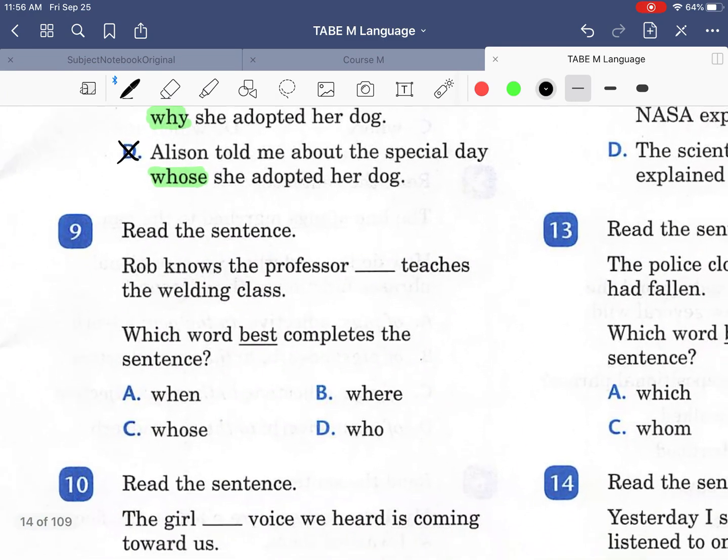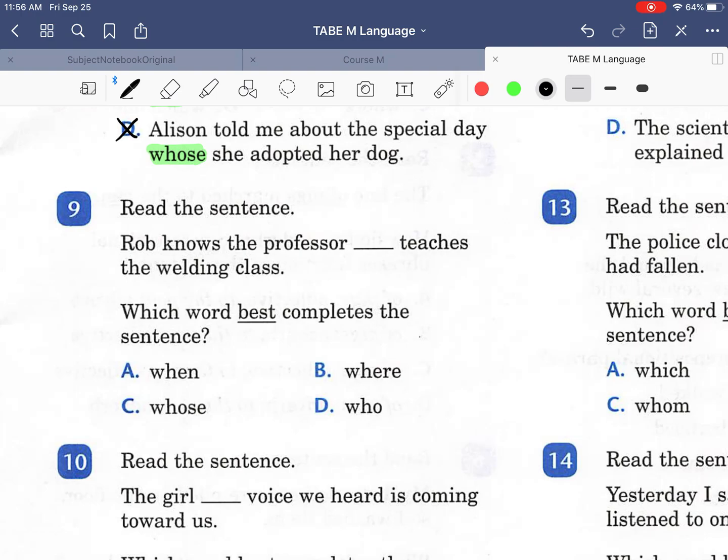Okay, number 9. Read the sentence. Rob knows the professor blank teaches the welding class. Rob knows the professor. A professor is a person. So I'm looking for a pronoun. And what does the professor do? He teaches the welding class. Pronoun. We need something to describe this noun. When is an adverb. Where is an adverb. So it can be whose or who. And it's who. Rob knows the professor who teaches the welding class.